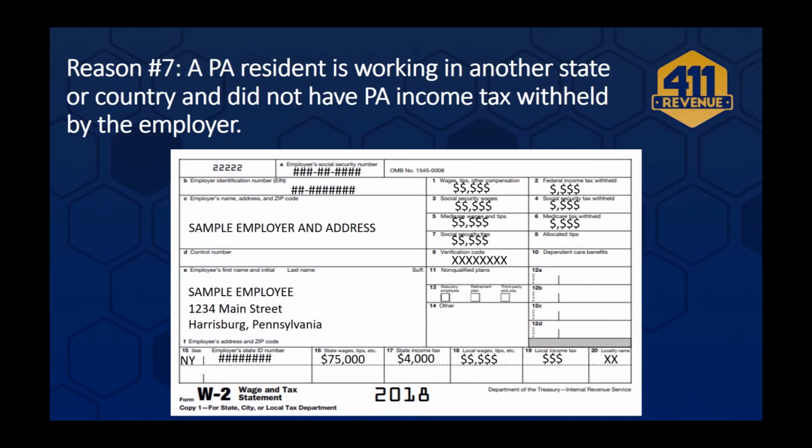Reason number 7. A PA resident is working in another state or country and did not have PA income tax withheld by the employer. In this example, the employer withheld New York State income tax in the amount of $4,000 located in Box 17. The W-2 should be provided upon the filing of the PA-40 personal income tax return. Any withholding reported to the other state in Box 17 of the W-2 does not get reported on line 13 PA tax withheld of the PA-40 tax return.